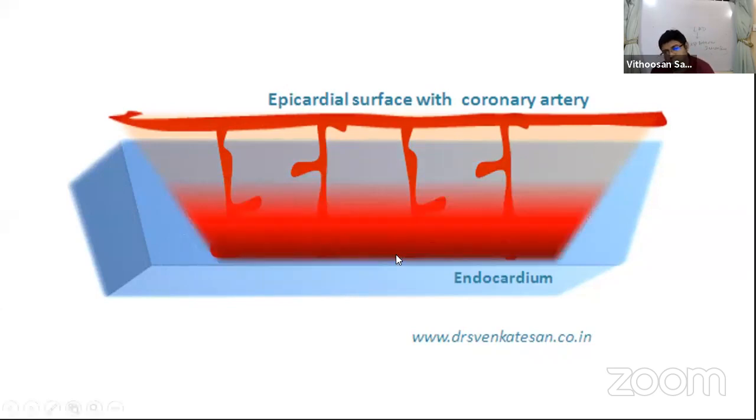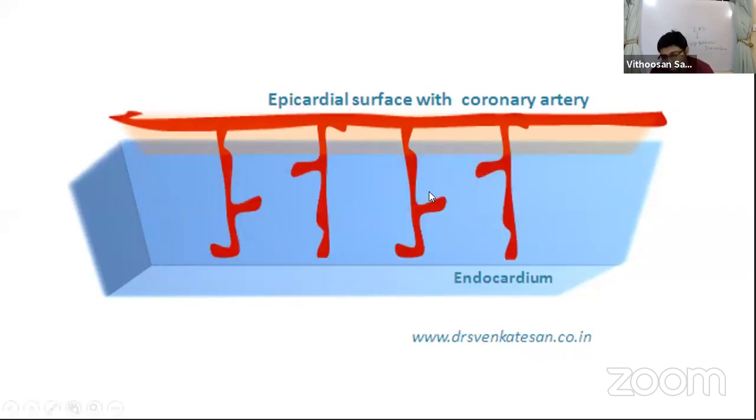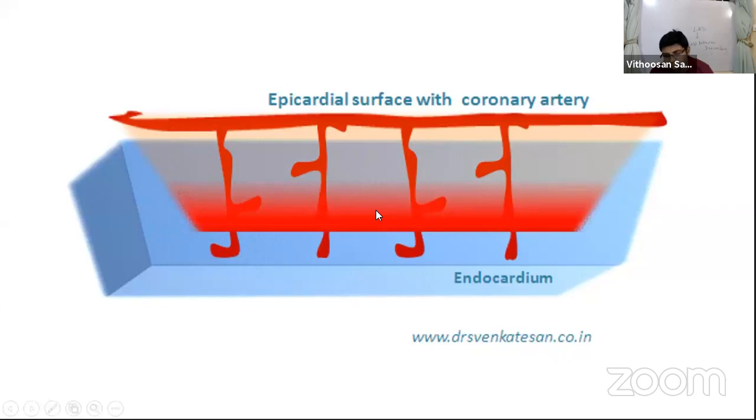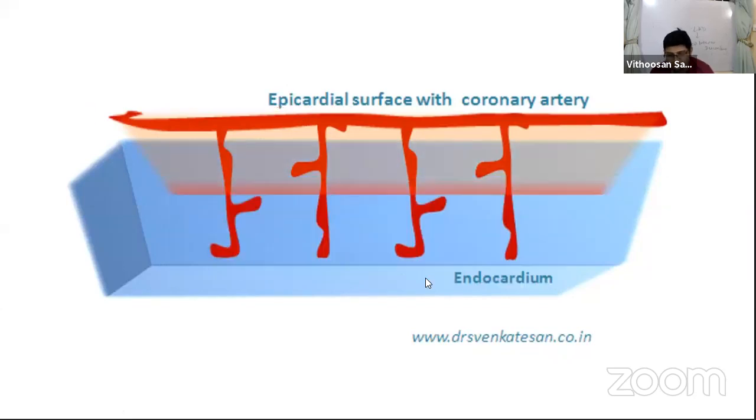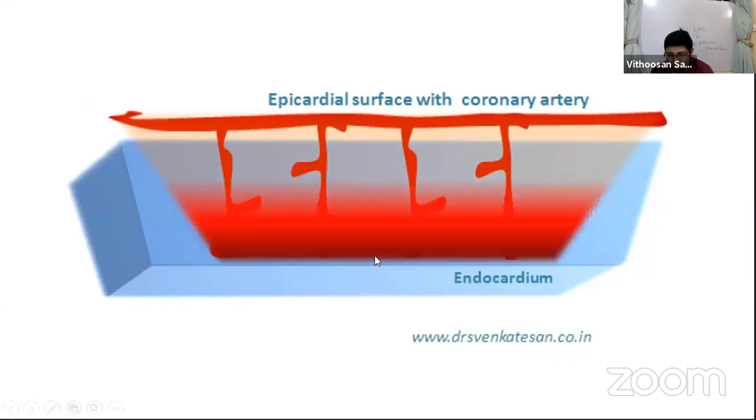So here you have the myocardium. The outer part is the epicardium, and the inside part is the endocardium.